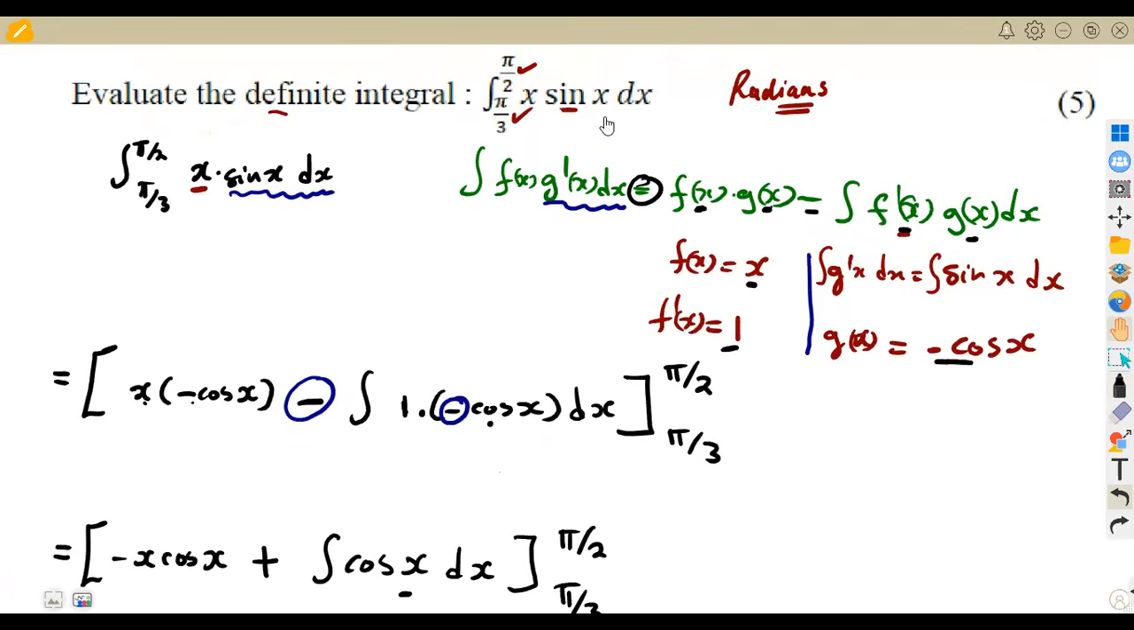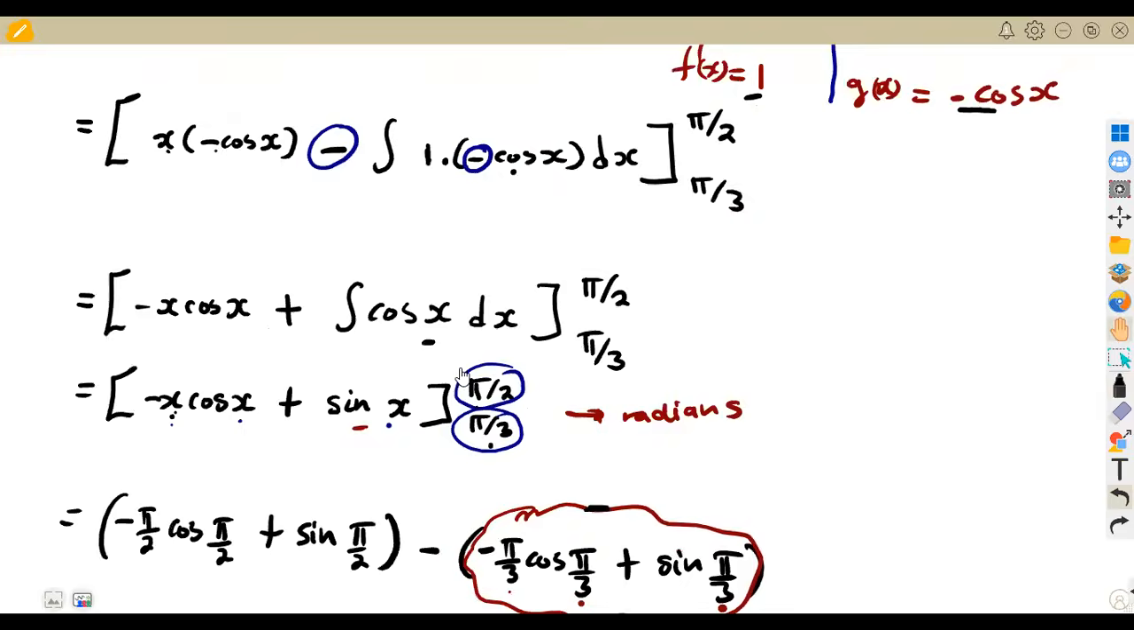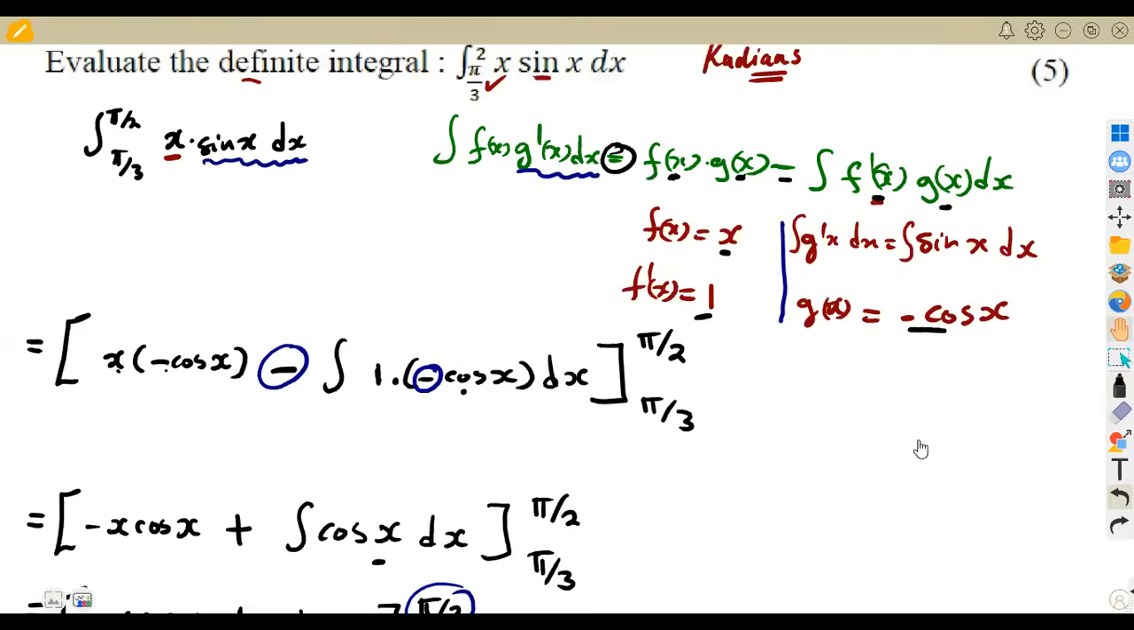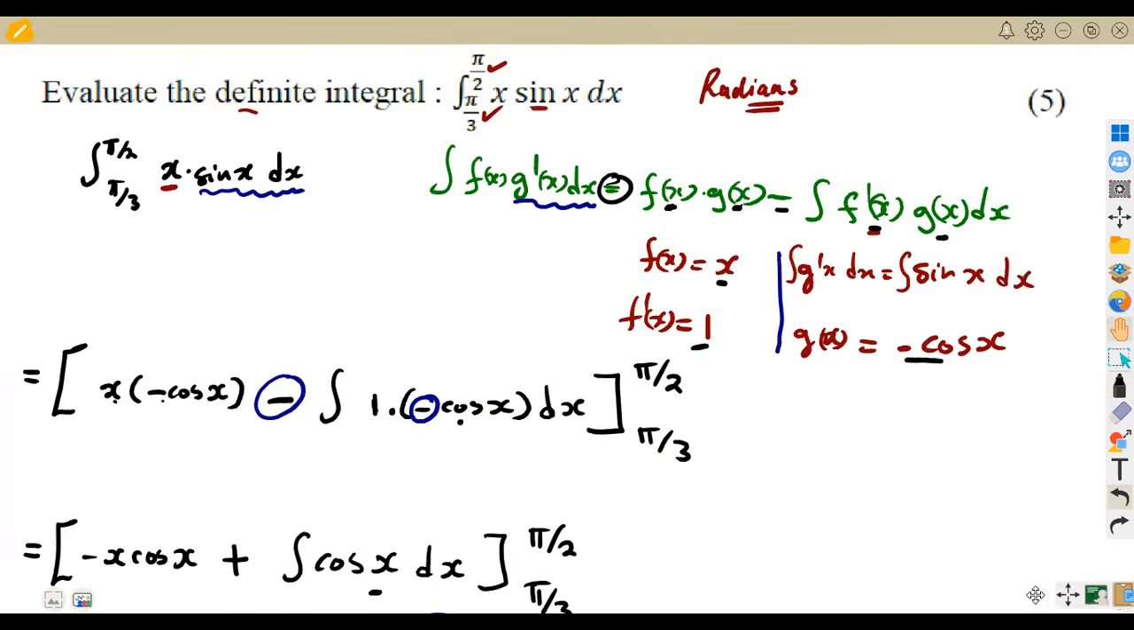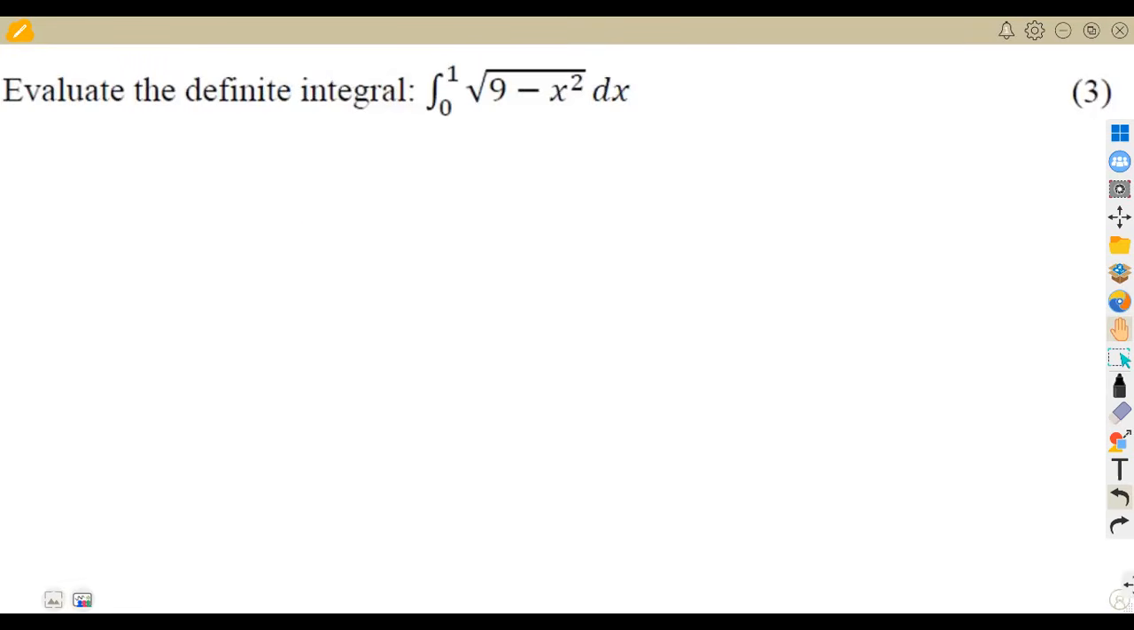Maybe it's a straight trig, you just integrate. If it is a part that you're supposed to apply by parts, the concept there is you're supposed to know the basics of your integration. After you've integrated, now you apply your limits in this case. So these are the typical questions that they will give you.